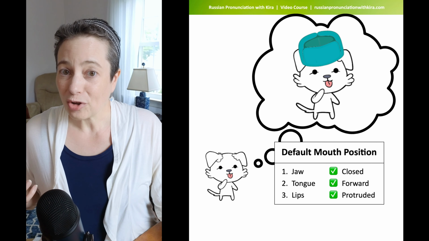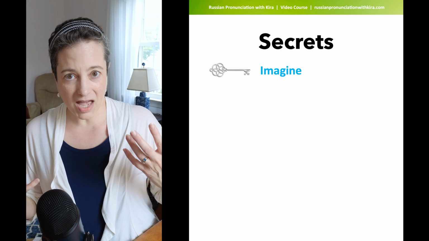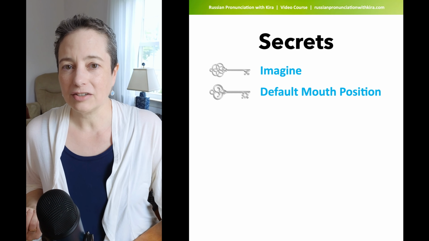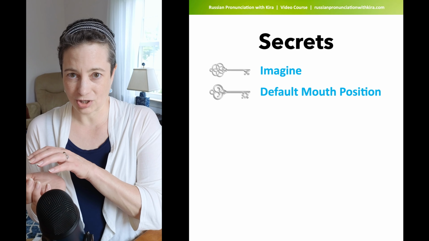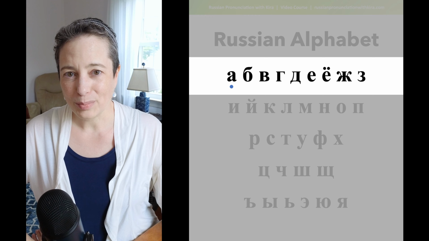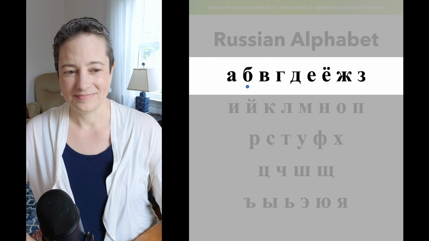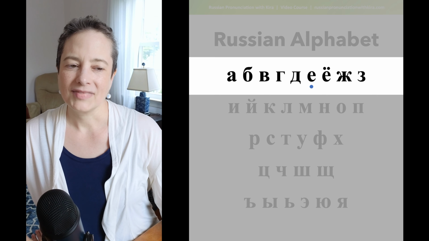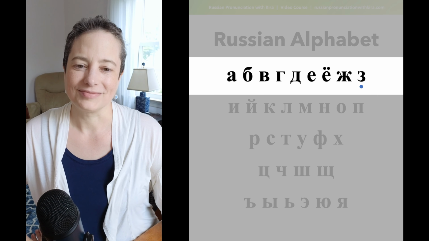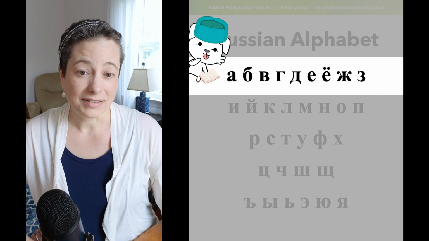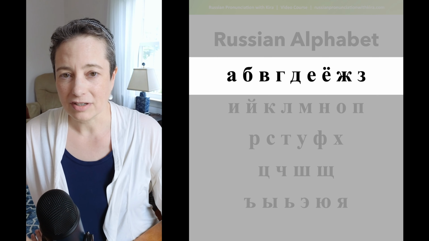So this time, when we say the letter names of the first line of the alphabet, we're going to deploy these 2 secrets. We're going to imagine sounding Russian, and we're going to use the default mouth position, jaw, tongue, lips. А, Б, В. Г, Д, Е. Ё, Ж, З. Отлично.